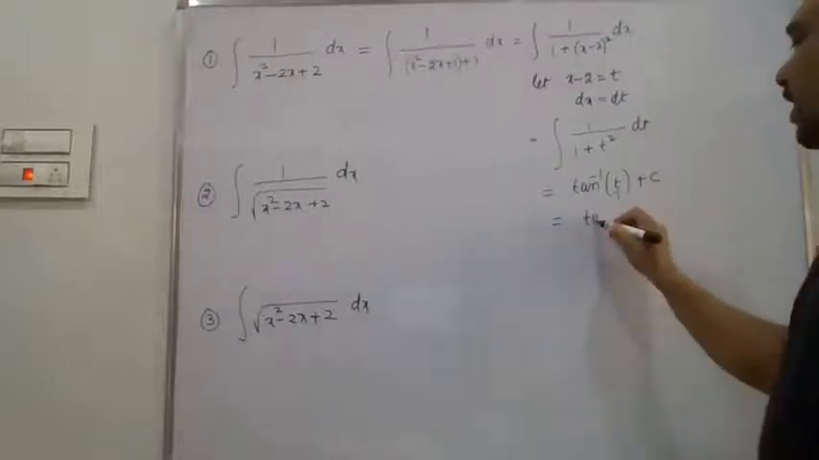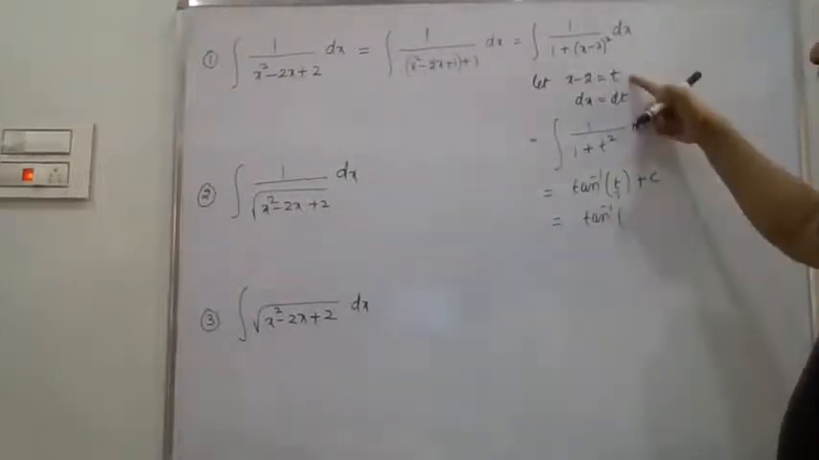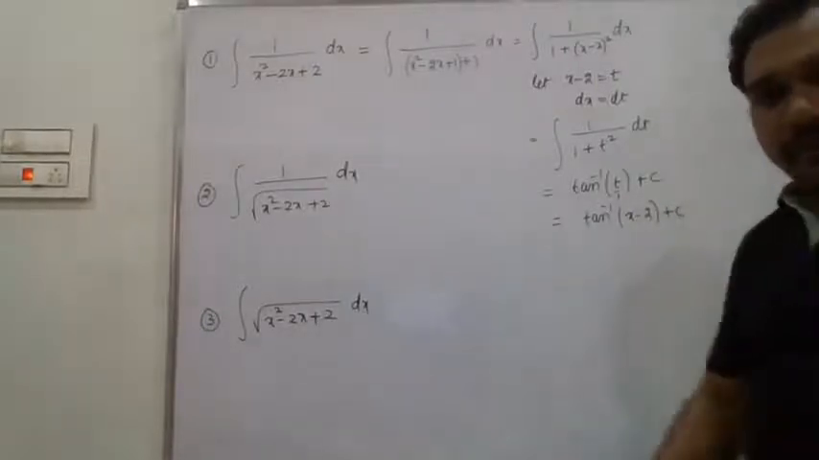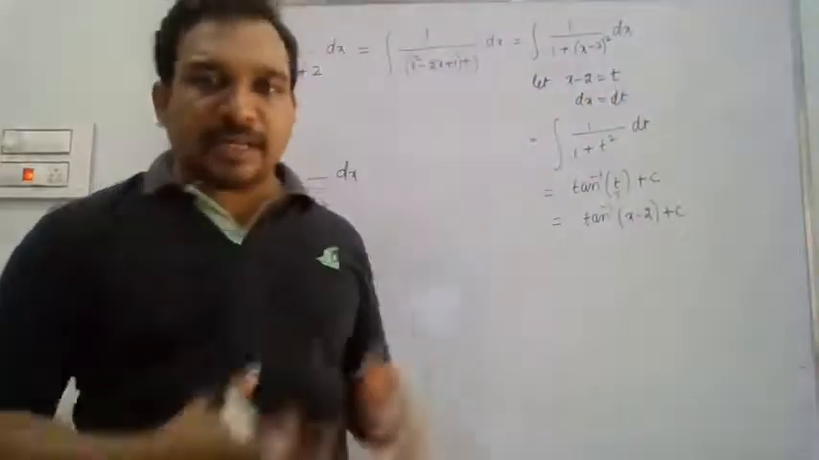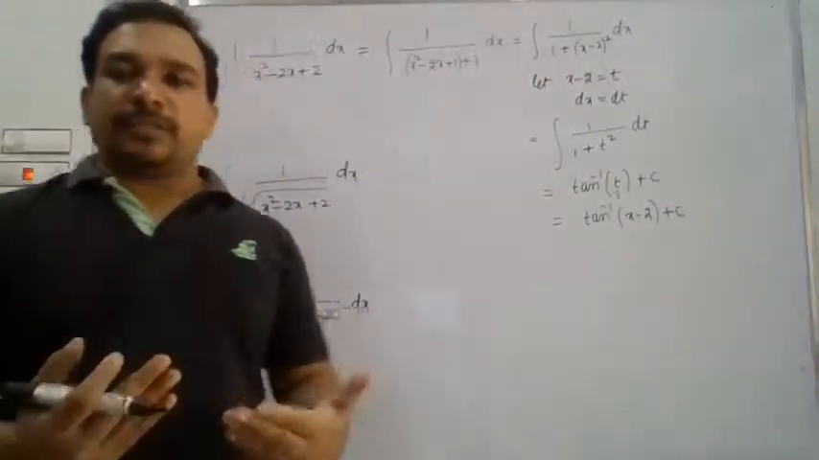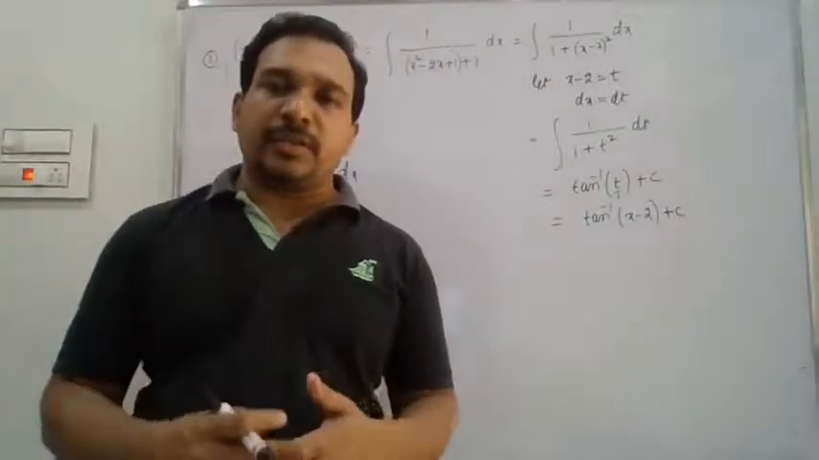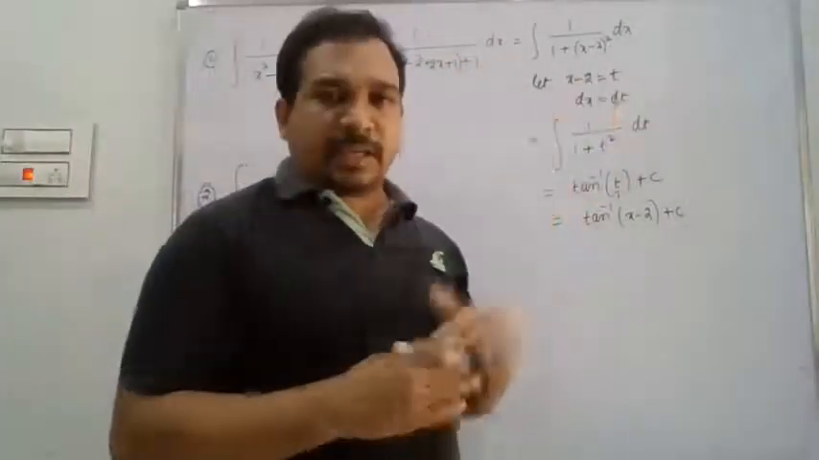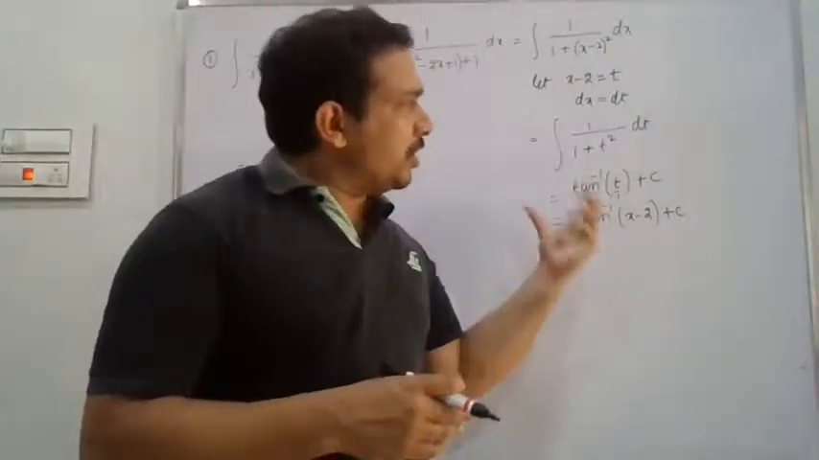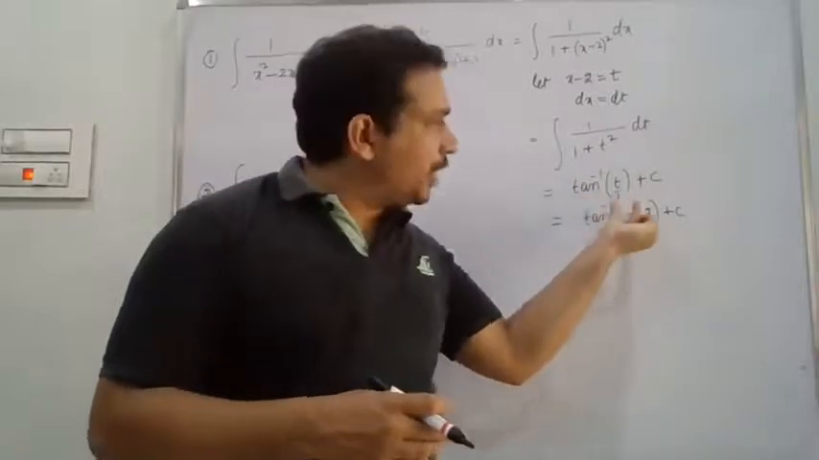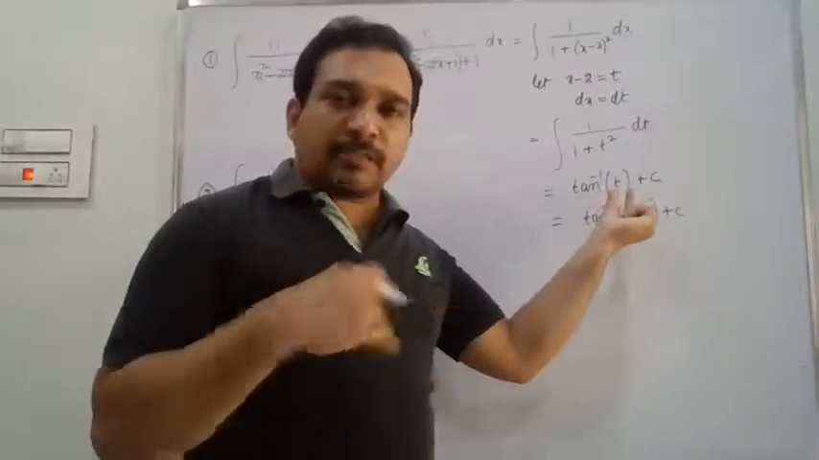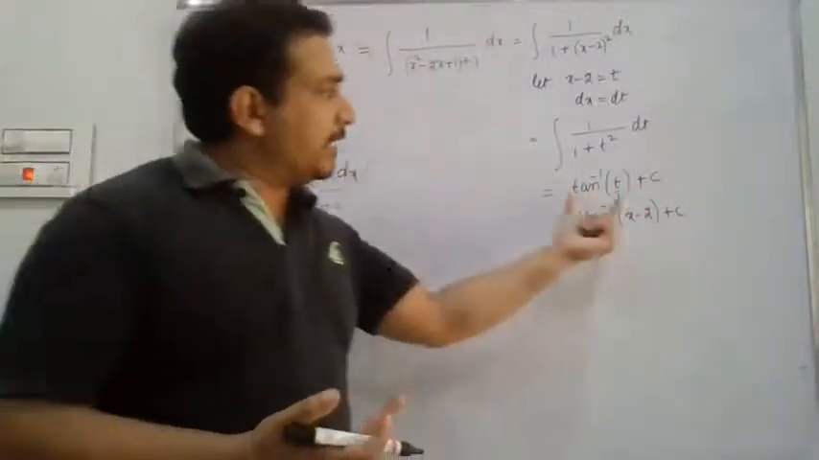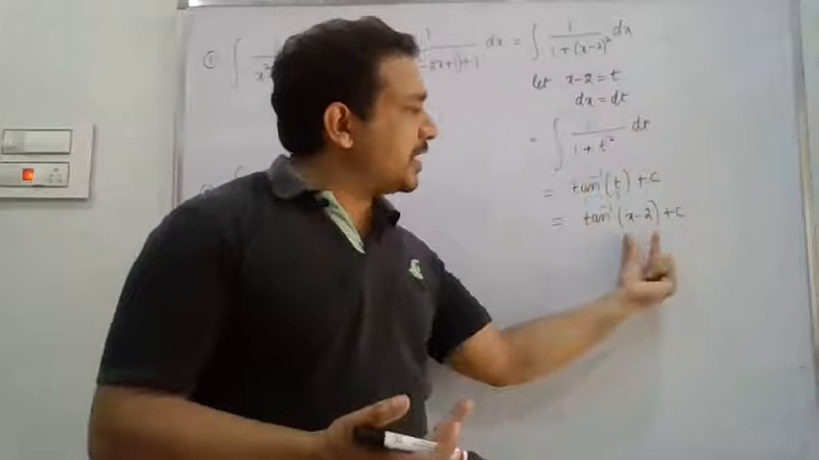So tan inverse of t. What is t once again? t means x minus 2. At last we should write the answer in terms of x only. Whatever the substitution you take in the starting or in the middle, it doesn't matter. At last we should resubstitute and convert that in terms of x. So in the middle I took x minus 2 as t, and after solving I got the answer in terms of t only. But the answer must be in terms of variable x, because the question is in terms of variable x. So we need to resubstitute the t value inside the answer.